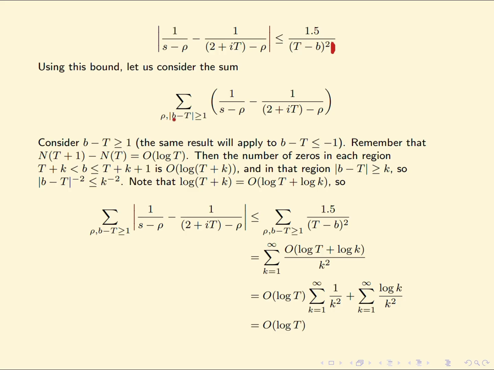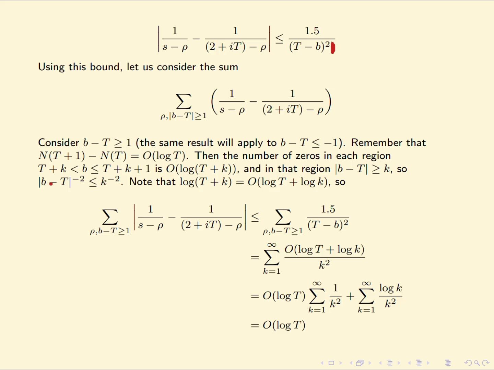The first task is to find the zeros where the absolute value of b minus t is greater than or equal to 1. I'm going to consider only the case where b minus t is greater than or equal to 1, without the absolute value, and then I'm going to claim the same result applies where b minus t is less than or equal to negative 1. You can do the same thing for that situation. Remember that n of t plus 1 minus n of t is big O of log of t. This is a thing we spent a while proving.